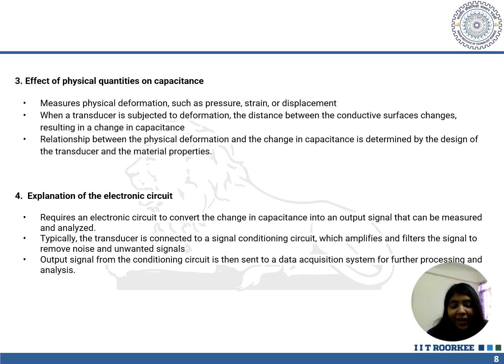And the fourth point is the explanation of the electronic circuit. It will require an electronic circuit to convert the change in capacitance into an output signal, so that we can measure it and analyze it for our results. Typically a transducer is connected to a signal conditioning circuit which amplifies and filters the signal to remove any noise or unwanted signal which is present. The output signal from the conditioning circuit is then sent for data acquisition for further processing and analysis of the data.